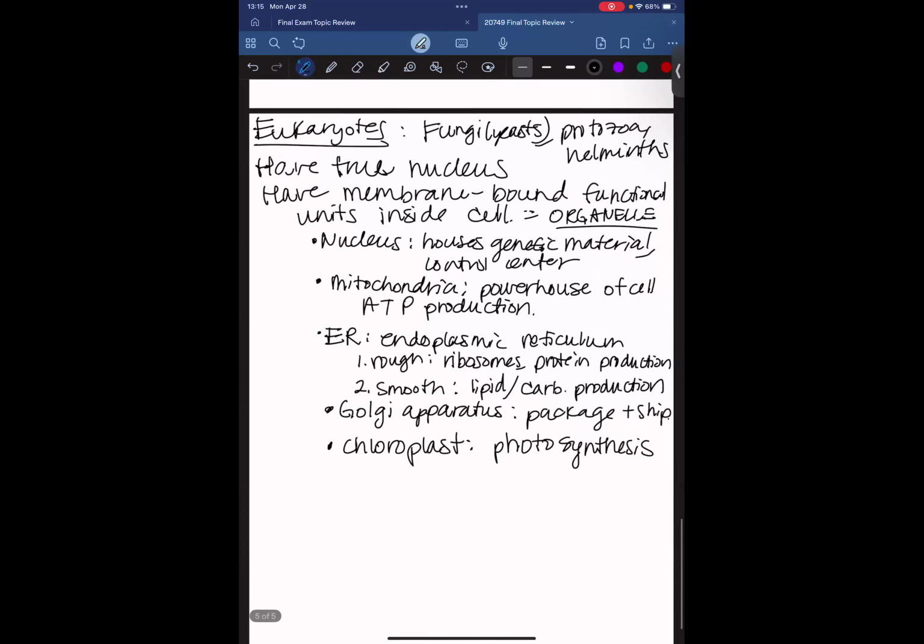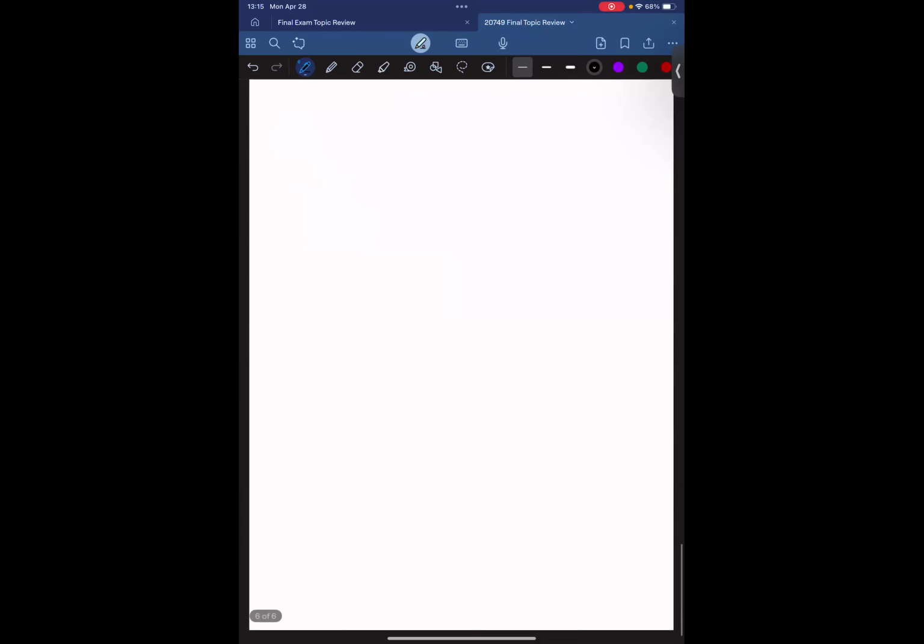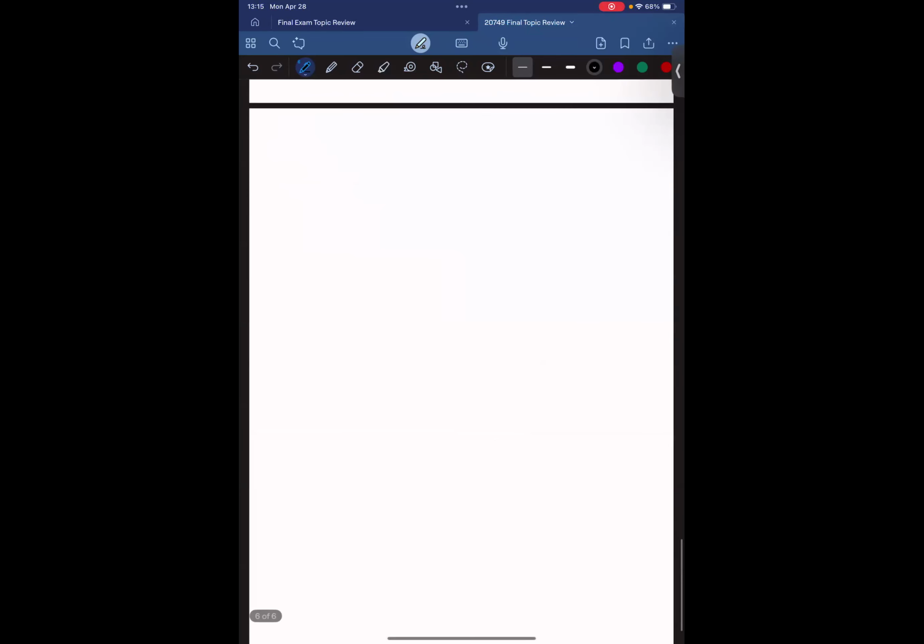All right, so let's move on to our next topic, which will be the viruses. Viruses are acellular, obligate, intracellular parasites. They rely on the host cell machinery to allow them to replicate.